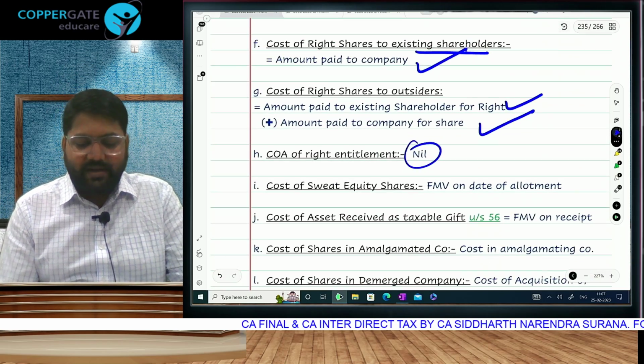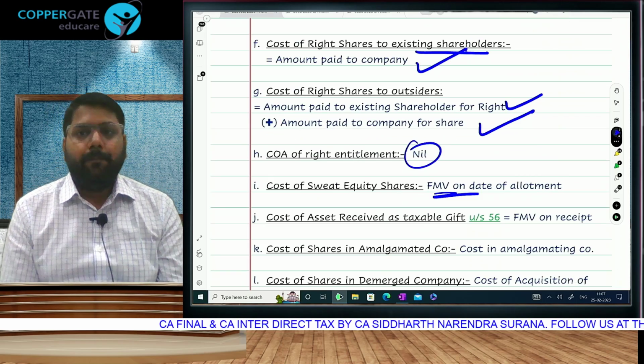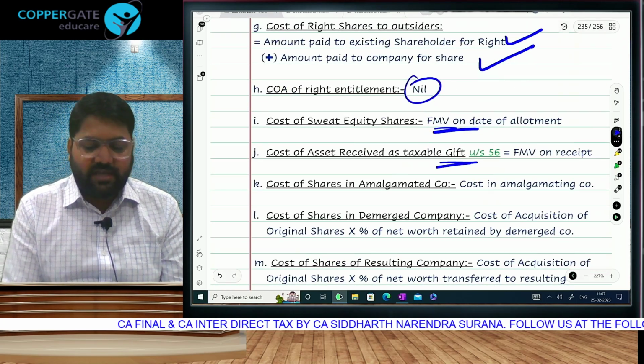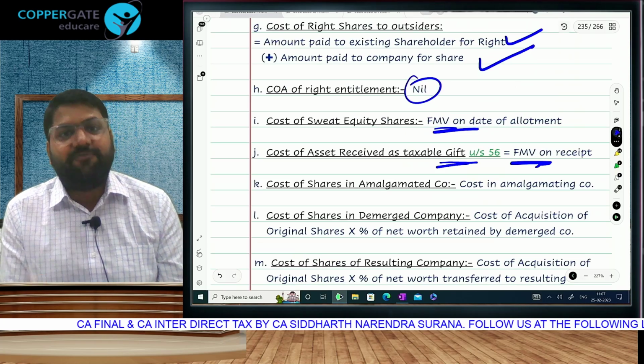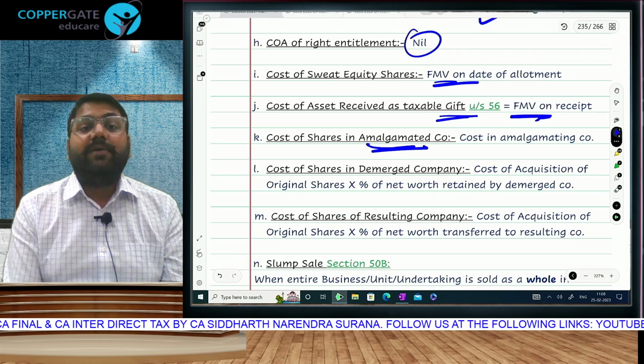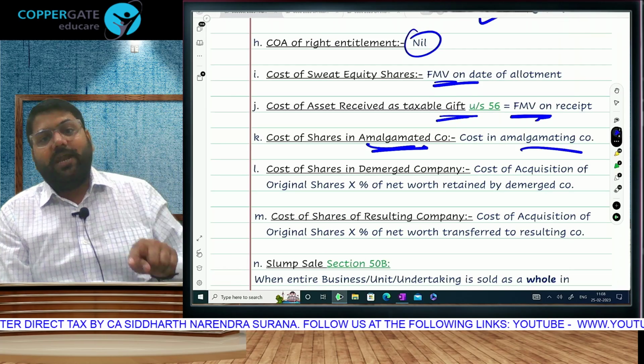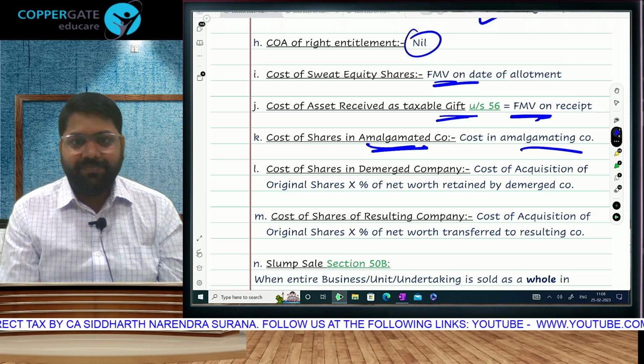Cost of sweat equity shares: FMV on the date of allotment, because on this FMV you've already paid tax under perquisite. Cost of an asset received as gift: again FMV on receipt, because this FMV is already taxed under income from other sources. Shares in an amalgamated company: whatever you paid in the old company will become the cost in the new company. Your expense in the old company will become the cost in the new company.